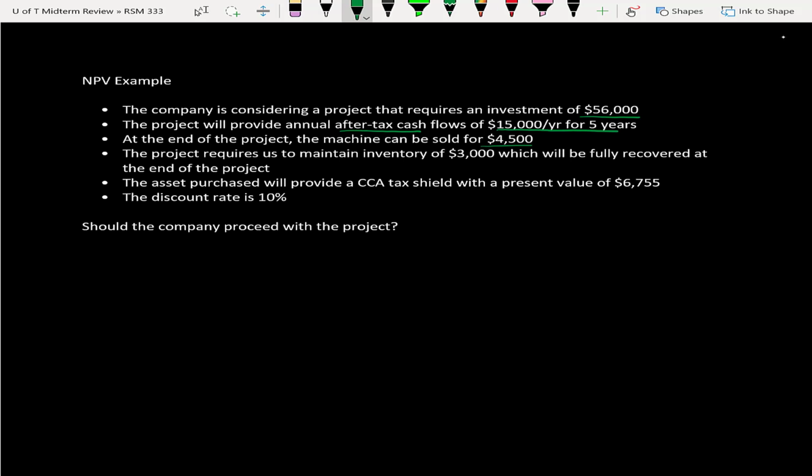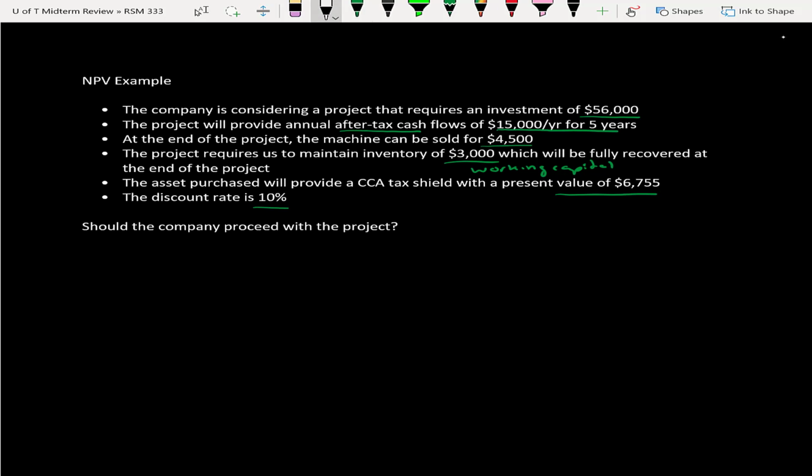And you're required to maintain inventory of $3,000, which will be fully recovered at the end. Okay, so that is going to be the working capital that is required. And the last bit of information they give is the present value of the CCA tax shield is 67.55. So they made life easy for us. We don't have to calculate that using the formula. They've already given us a present value, and the discount rate is 10%.